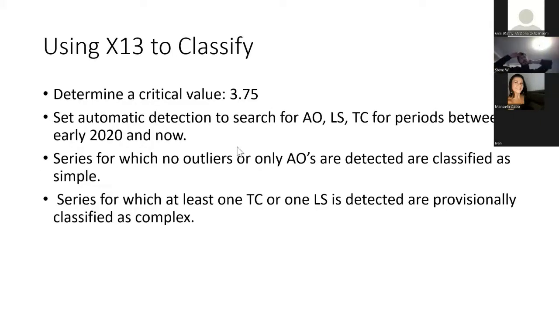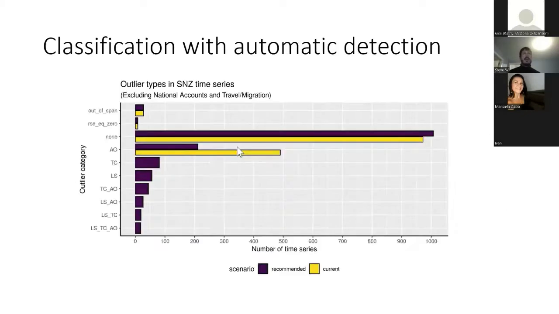So we use X13 to come up with an initial classification. We set a critical value of 3.75. We turned on the automatic detection algorithm to look for AOs, level shifts, and temporary changes, starting with early 2020 when COVID events started happening. And according to the previous slide, we classified AOs and nothing detected as simple and everything else as complex. So this is the result.